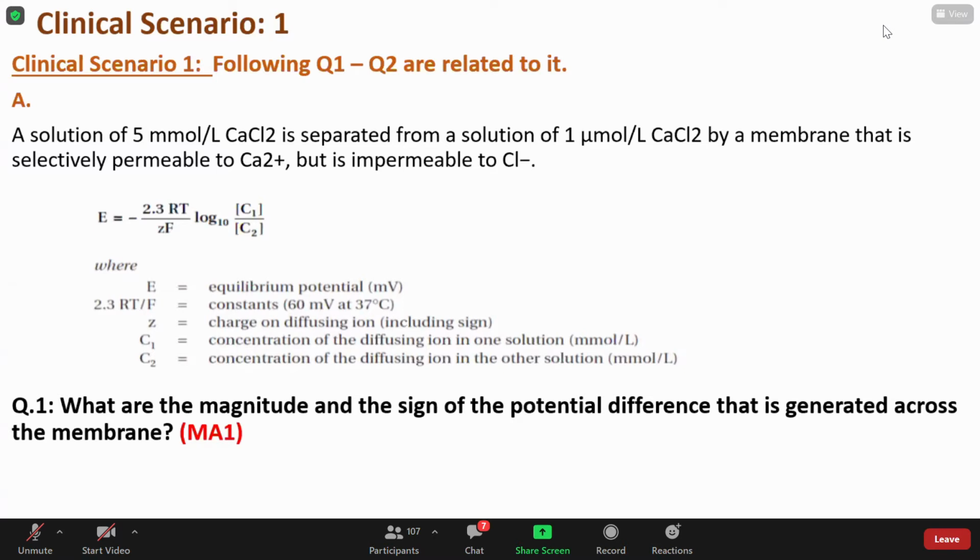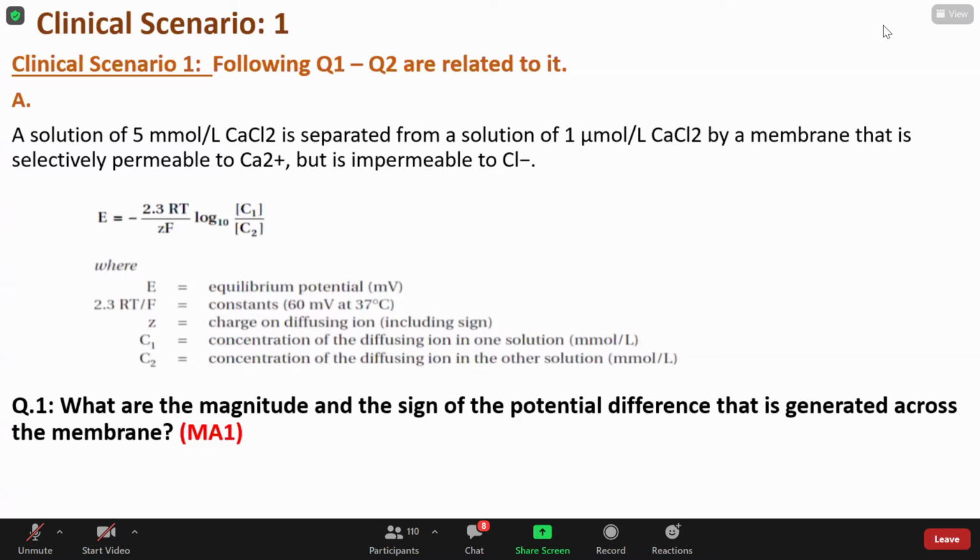So question number one, I'm reading the scenario. A solution of 5 millimoles per liter calcium chloride is separated from a solution of 1 micromole per liter calcium chloride by a membrane that is selectively permeable to calcium but is impermeable to chloride. What are the magnitude and sign of the potential difference that is generated across the membrane?